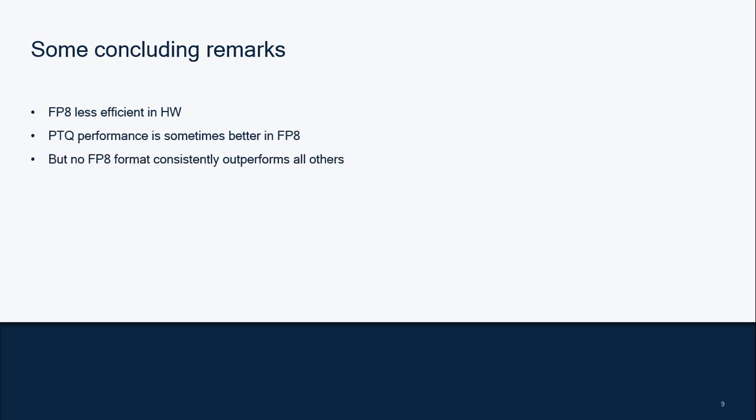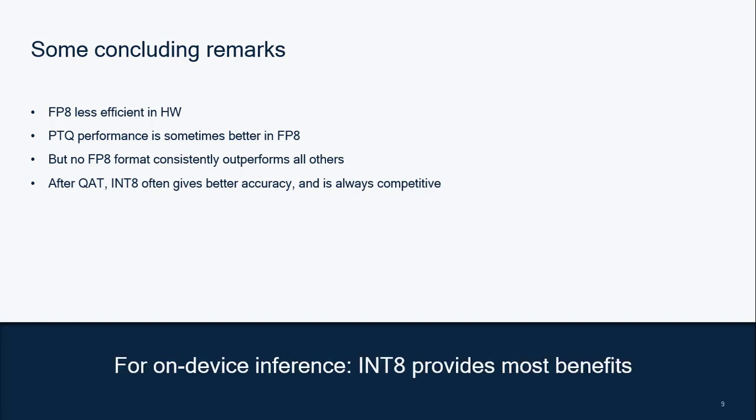So let's recap. FP8 is less efficient in hardware. Post-training quantization performance is sometimes better in FP8. But in PTQ, no FP8 format consistently outperforms all others, which is specifically the case for FP8 E4, which is currently considered in the industry. After QAT, INT8 often gives better accuracy and is always competitive. So in conclusion, for on-device inference, INT8 provides most benefits.